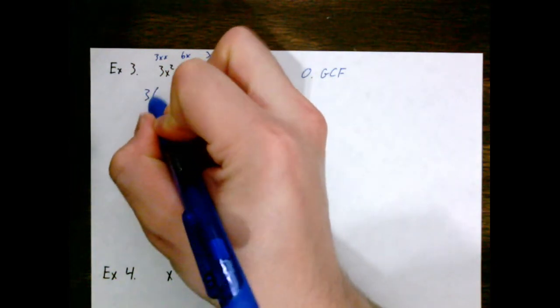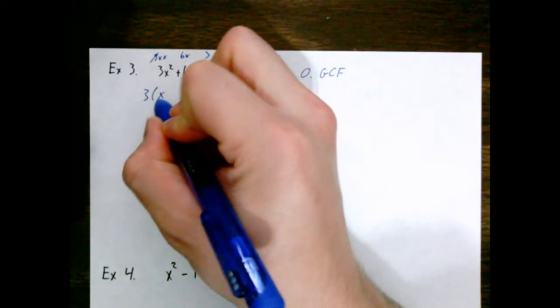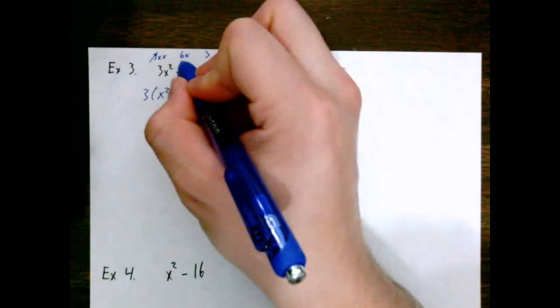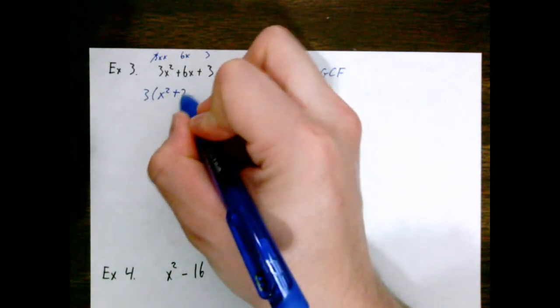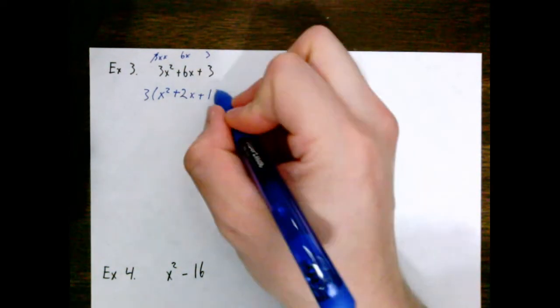So we'll put our 3 in front. We have, that goes away. We have 2 x's left, so x squared. 3 goes into 6 2 times, so plus 2x, just bring that down. And then 3 goes into 3 1 time, so plus 1. There's that.